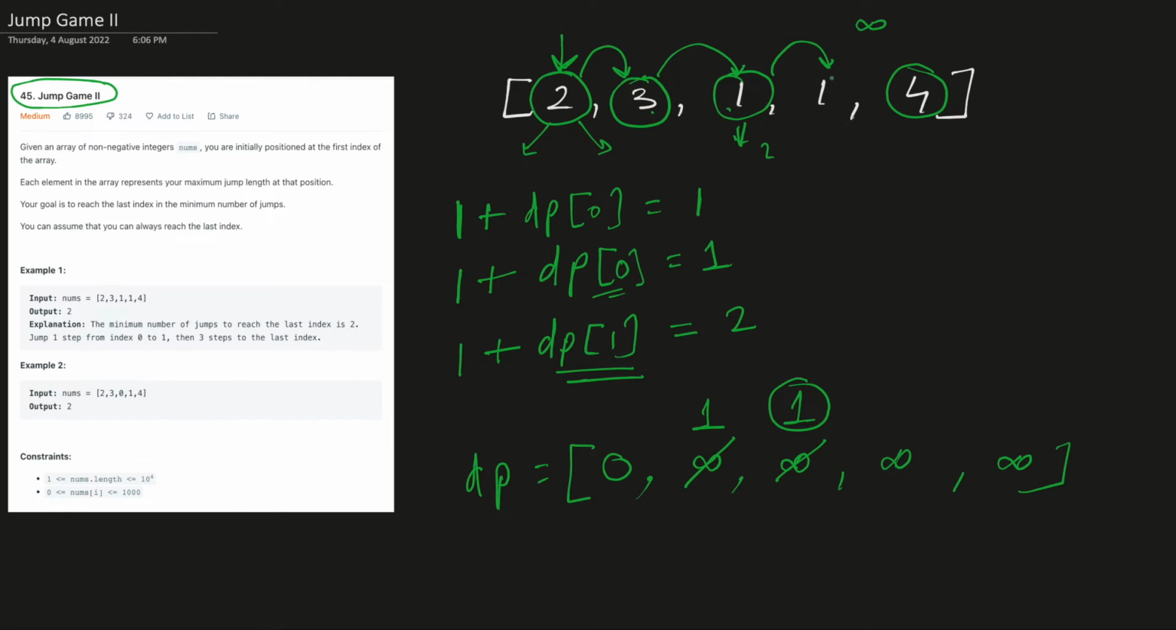Now we are here. What are the minimum steps to reach here? We will check from 2. We cannot reach this index from 2, so we will not update anything. Now we will check from 3. Can we reach this index from 3? Yes, we can. Why? Because 1 plus 3 is greater than 3. So we could reach here. Now we will try to update. How many jumps are required?